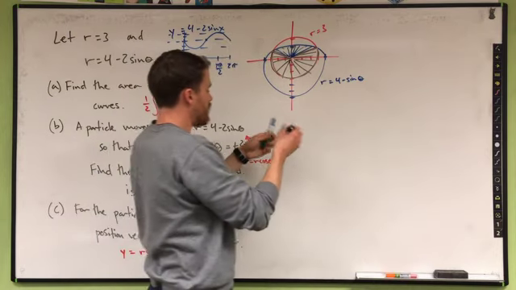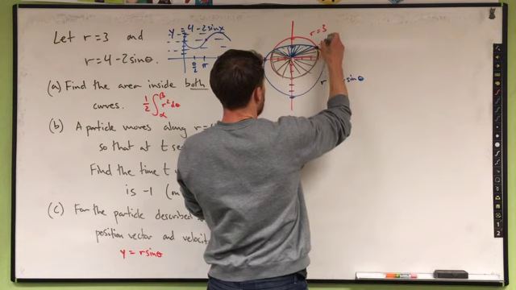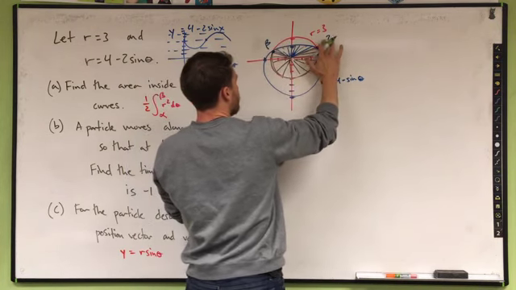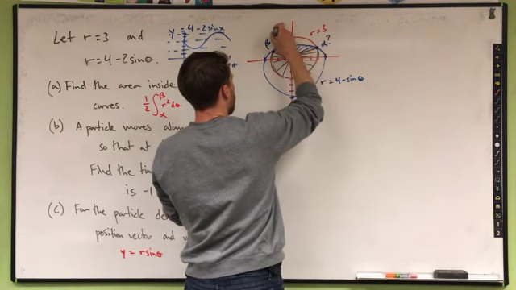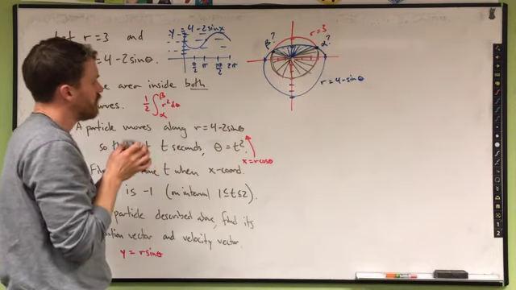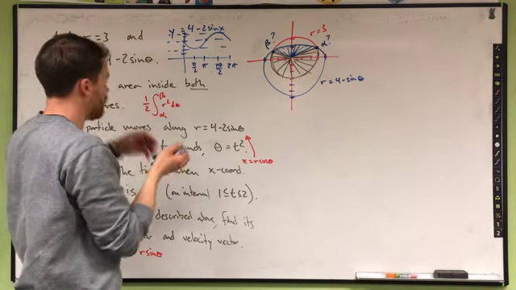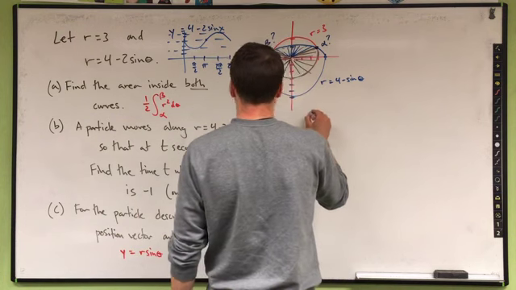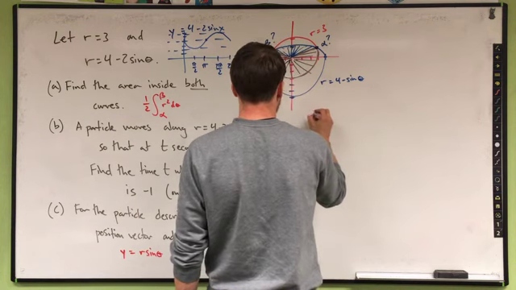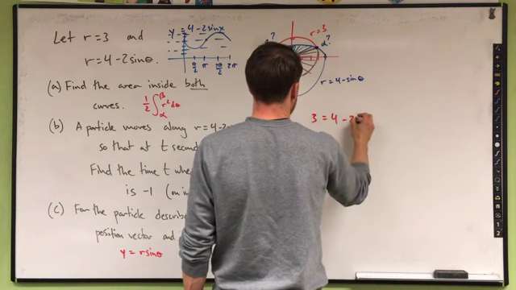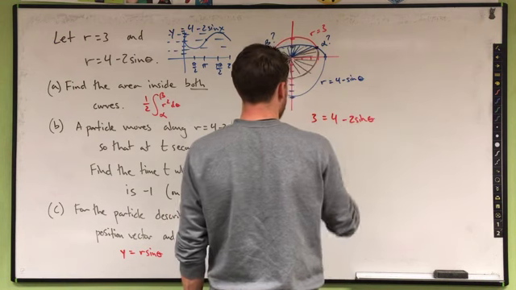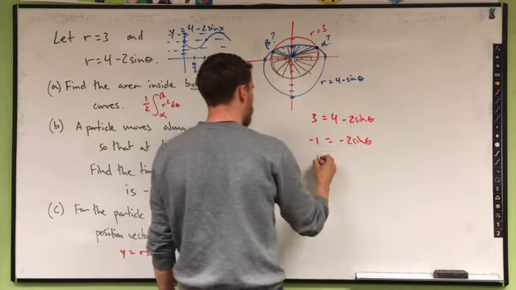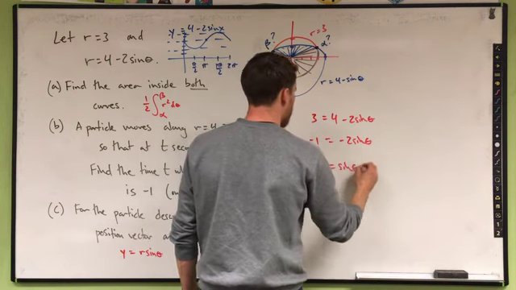So what I really need is this angle, right? What is theta? And what is theta here? Maybe we call this beta, and we call this alpha. Okay? So how do I find that? Well, I set these two equal, right? Because that's where they intersect. So if I've got r equals 3 and r equals 4 minus 2 sine theta, I get 3 equals 4 minus 2 sine theta. So subtracting 4, I get -1 equals -2 sine theta. Dividing by -2, I have 1/2 equals sine theta.